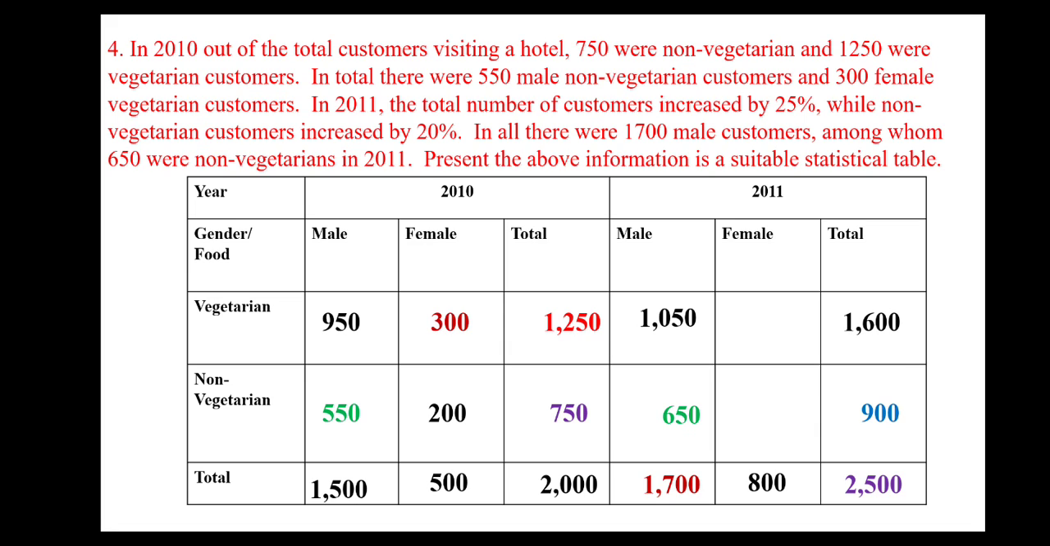Then 2500 minus 900 gives 1600. Here, see, female is left out. You can follow male and total one by one. 1600 minus 1050 gives 550. 900 minus 650 gives 250. Or you can find it by 800 minus 550 also. Either this method or that method we can follow. Okay, this is one setup. We'll see in the next video.